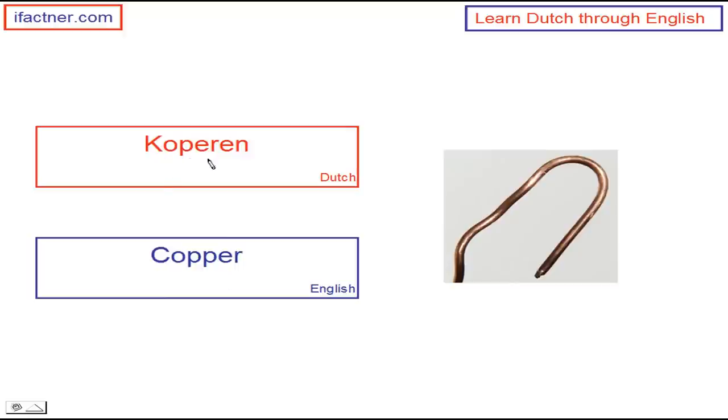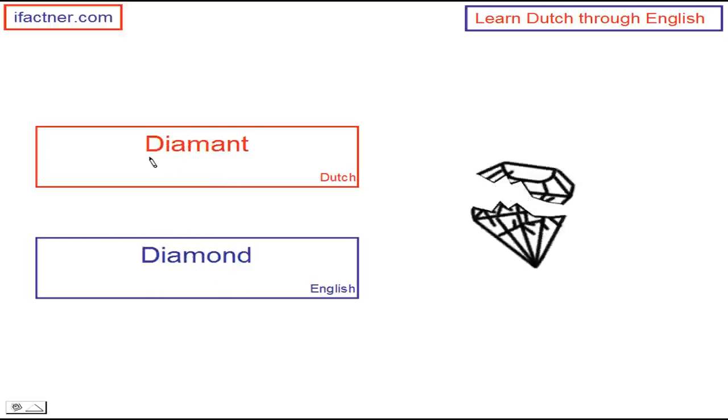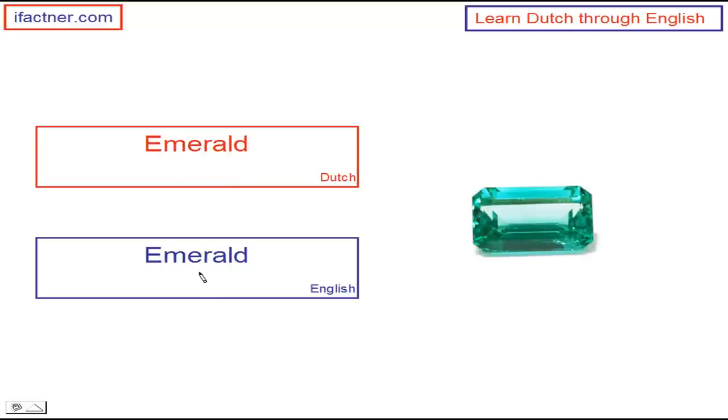Copper is called koper. K-O-P-E-R. Koper. Diamond is called diamant. D-I-A-M-A-N-T. Diamant. Emerald is called smaragd. S-M-A-R-A-G-D. Smaragd.